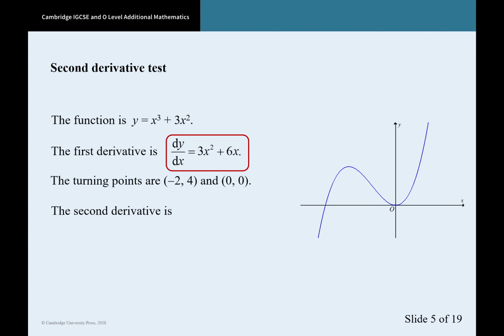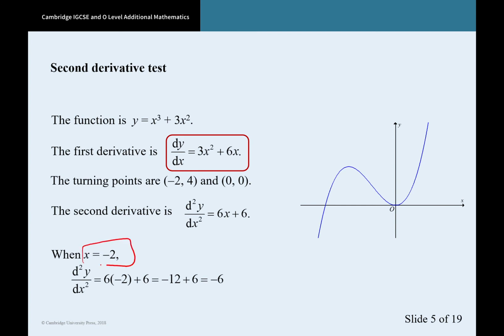So the second derivative, we get 6x plus 6, and then substitute. We know that our x just now is negative 2 and 0. First, we substitute negative 2 into d2y dx2, then we will get negative. I told you before, when d2y dx2 equals negative, you will get a maximum point. That means at this point, that is the maximum point.